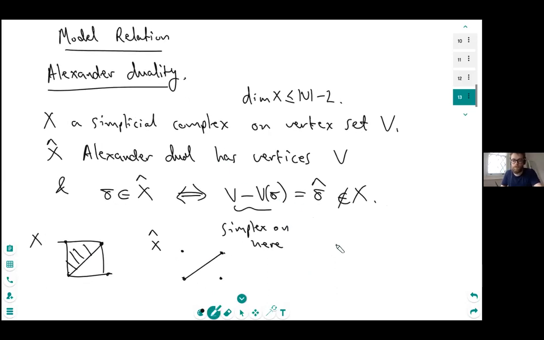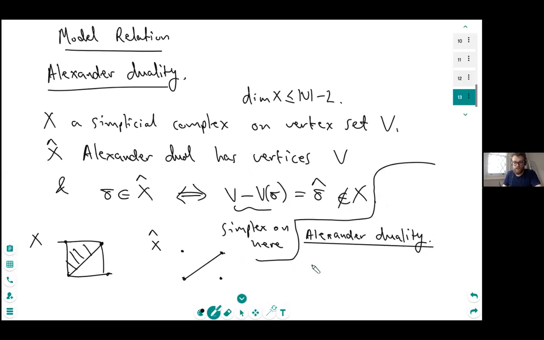So why would someone want to study Alexander dual? Because as is kind of indicated, you get a duality on homology. So Alexander duality says that if I want the kth homology of the dual with any coefficients, then this is isomorphic to the n minus k minus 3 homology of the original, where X is on n vertices.